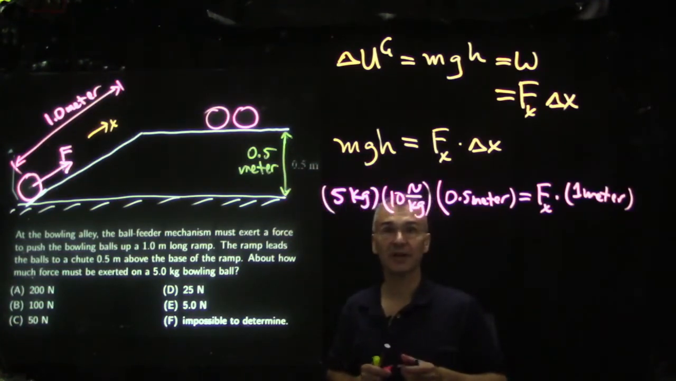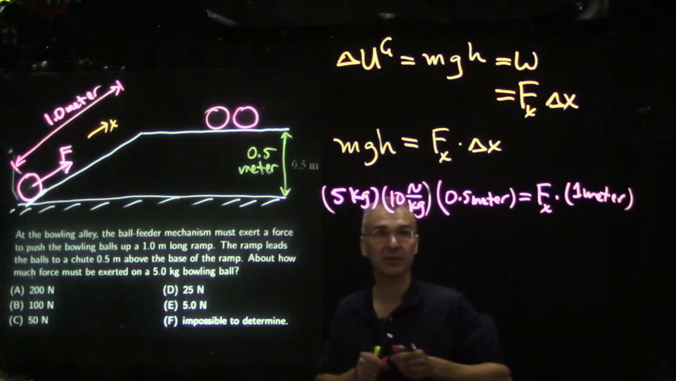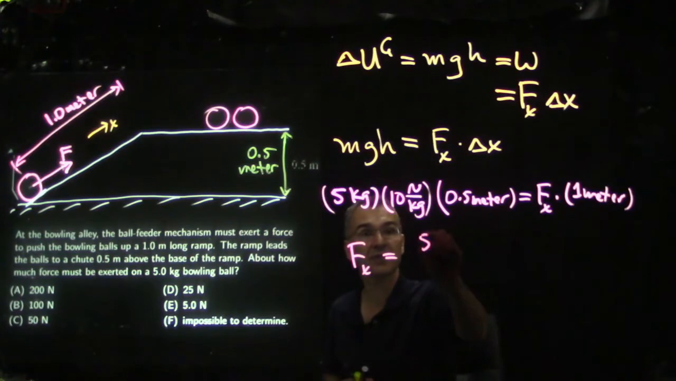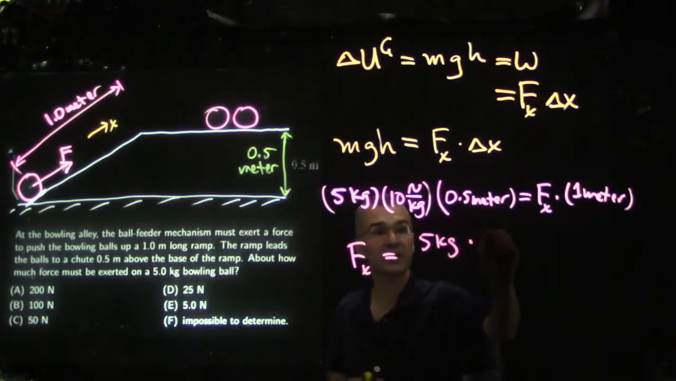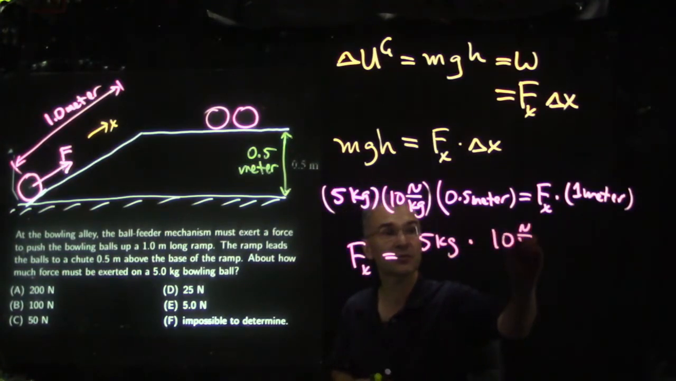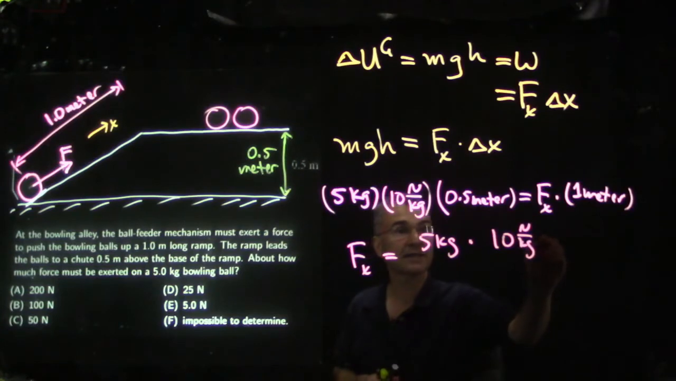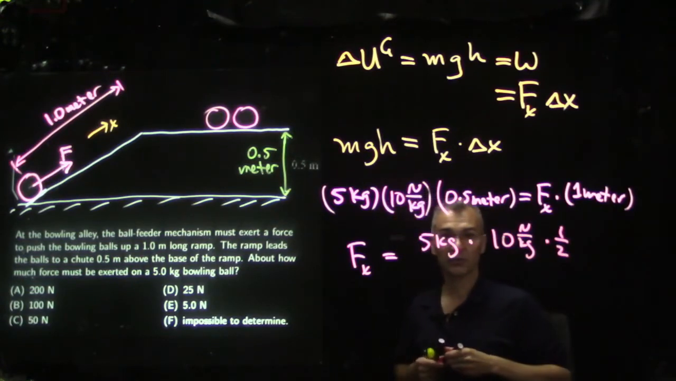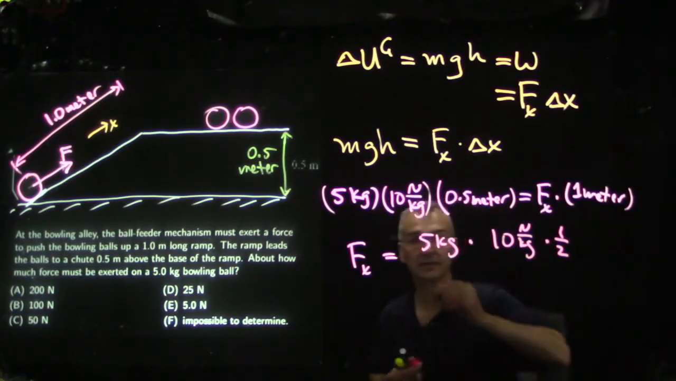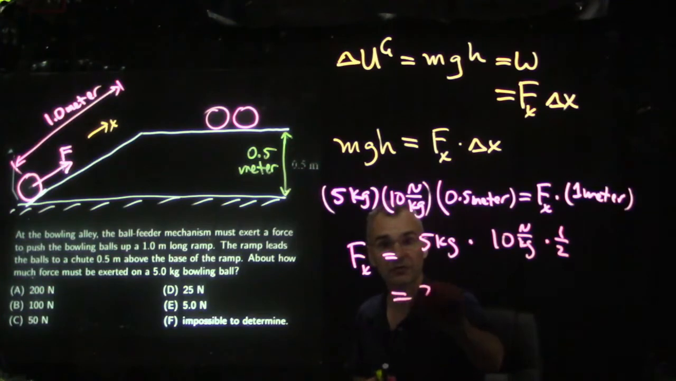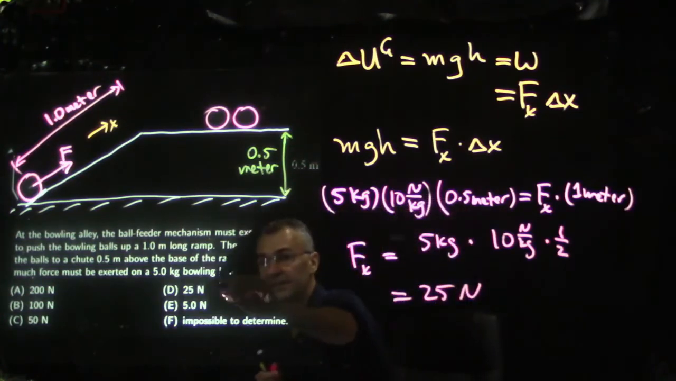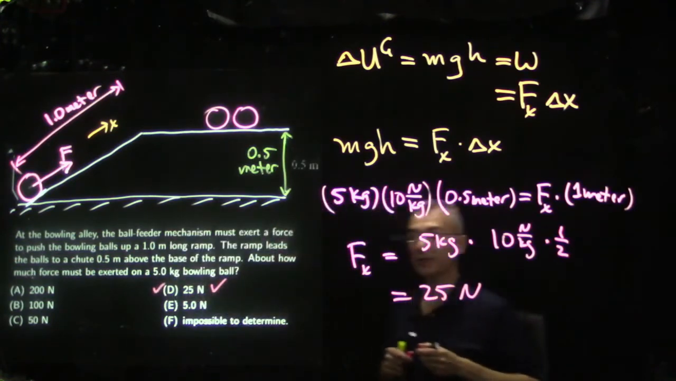So it seems like the answer is going to be that this unknown force is 5 kilograms times g, 10 newtons per kilogram, and then times a 1/2 divided by 1, so basically times a 1/2. So that seems like it's going to equal 25 newtons. So I think I like answer D, delta here, 25 newtons.